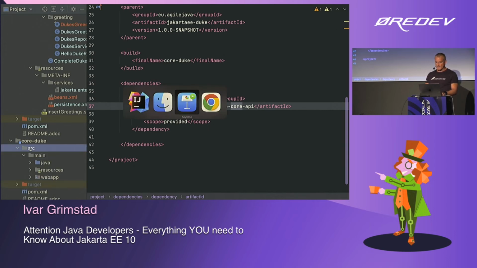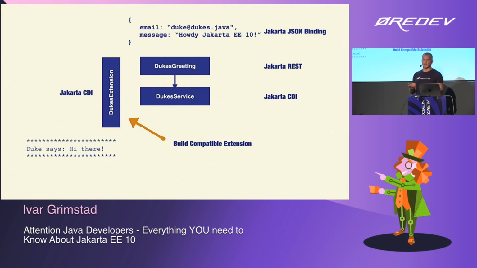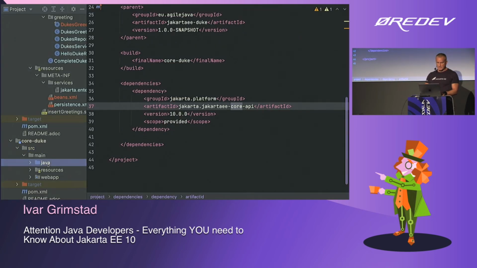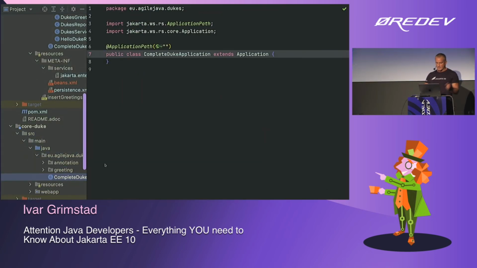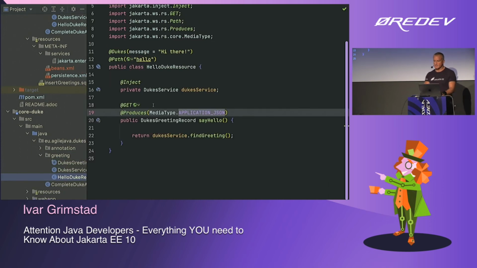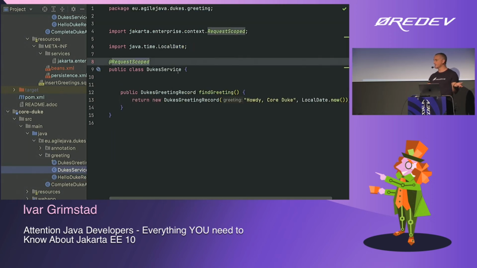The code here is slightly simpler because here I don't have the database available and I don't have the EJBs available. So I'm using CDI all the way, and I'm using a build-compatible extension rather than the portable extension. And the application config is the same. The REST resource is the same. It produces JSON. It just calls the Duke service, which is here a request scoped bean. It's not a stateless session bean anymore. And it just hard codes Howdy Duke here.